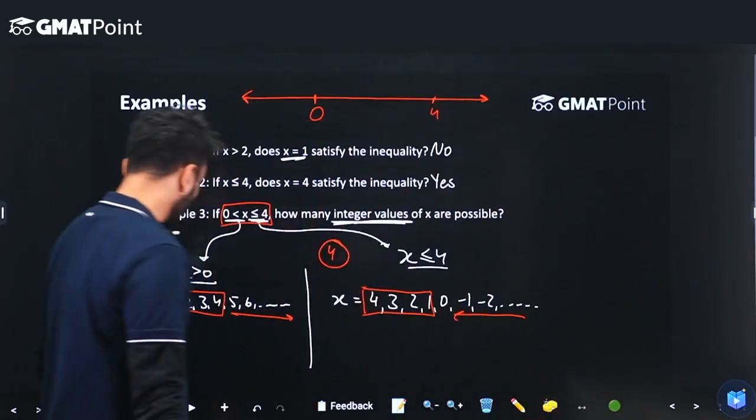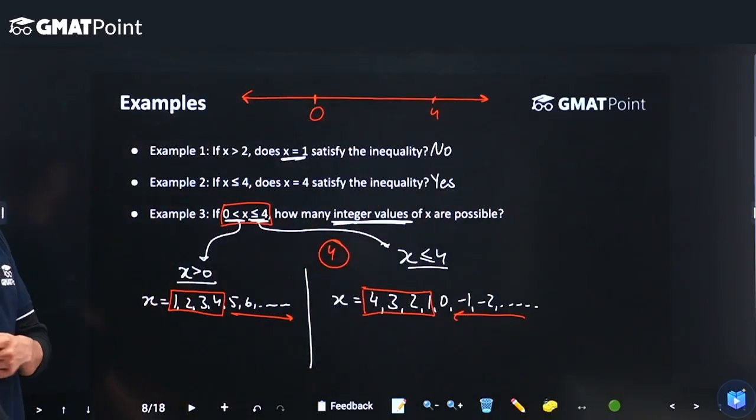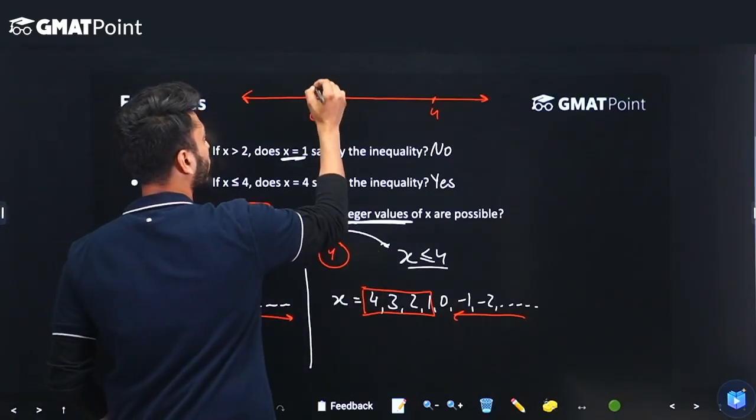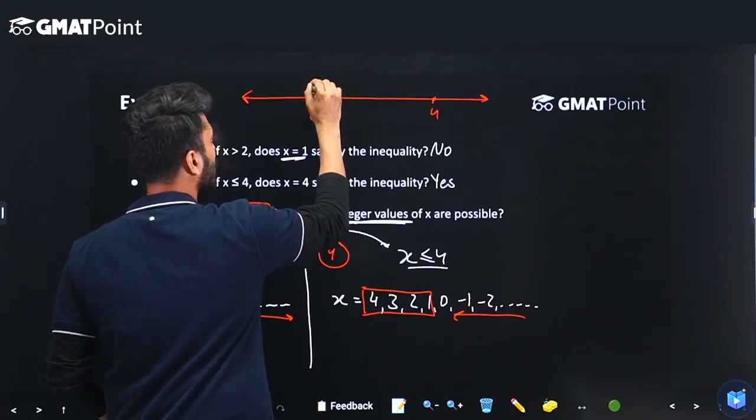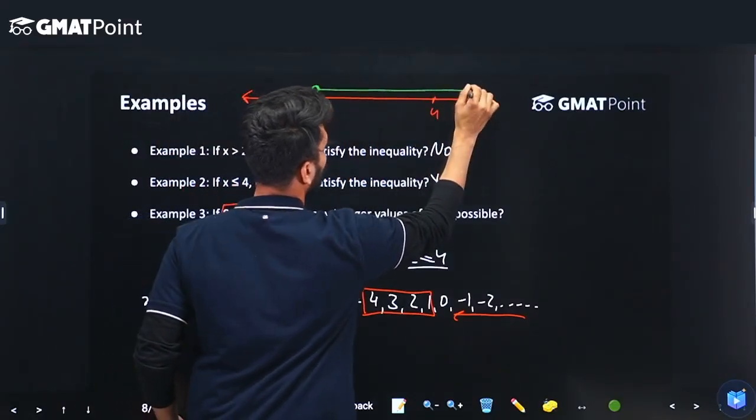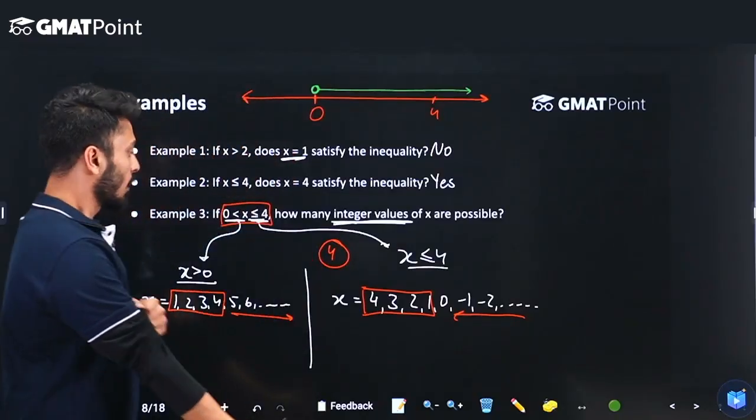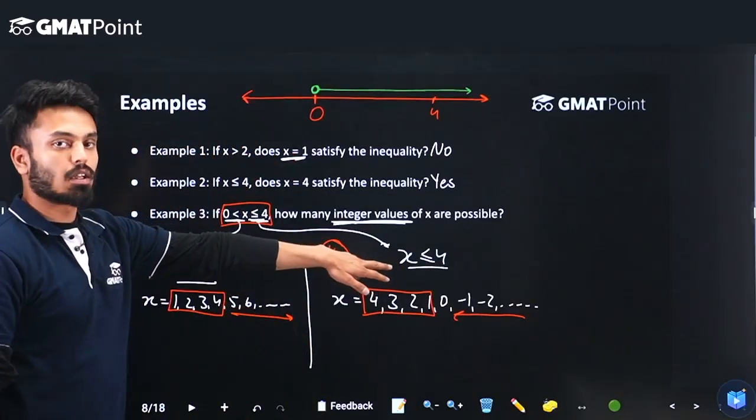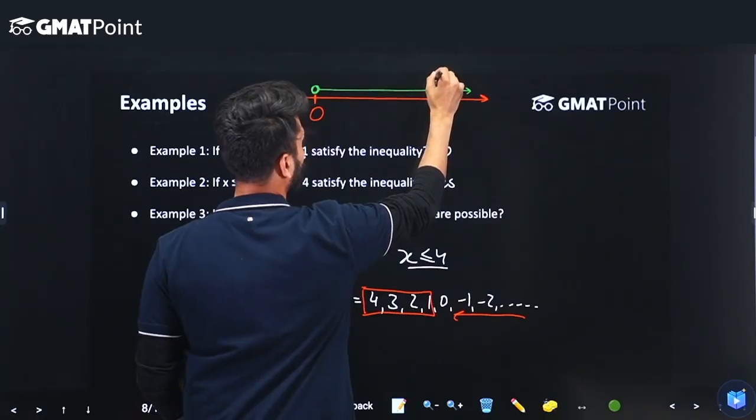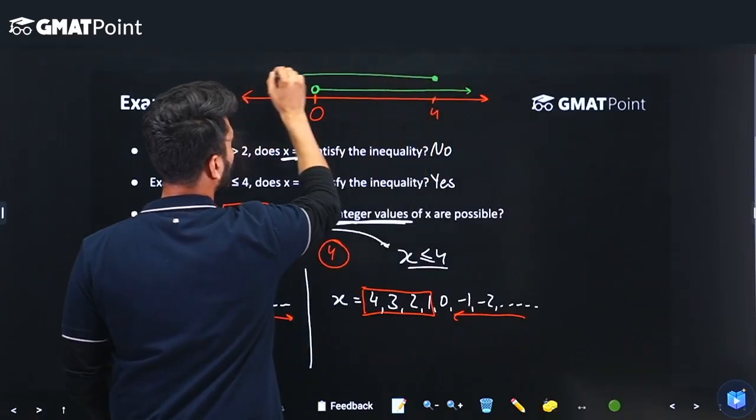The first inequality tells me that x must be greater than 0 and also that it cannot be equal to 0 either. So the way we draw this is we draw an empty circle on 0 because 0 itself is not allowed, and since the values to the right are allowed, we draw it like so. In the second one, we have x less than or equal to 4. So we draw a filled circle and the values to the left are allowed, so we draw it like so.